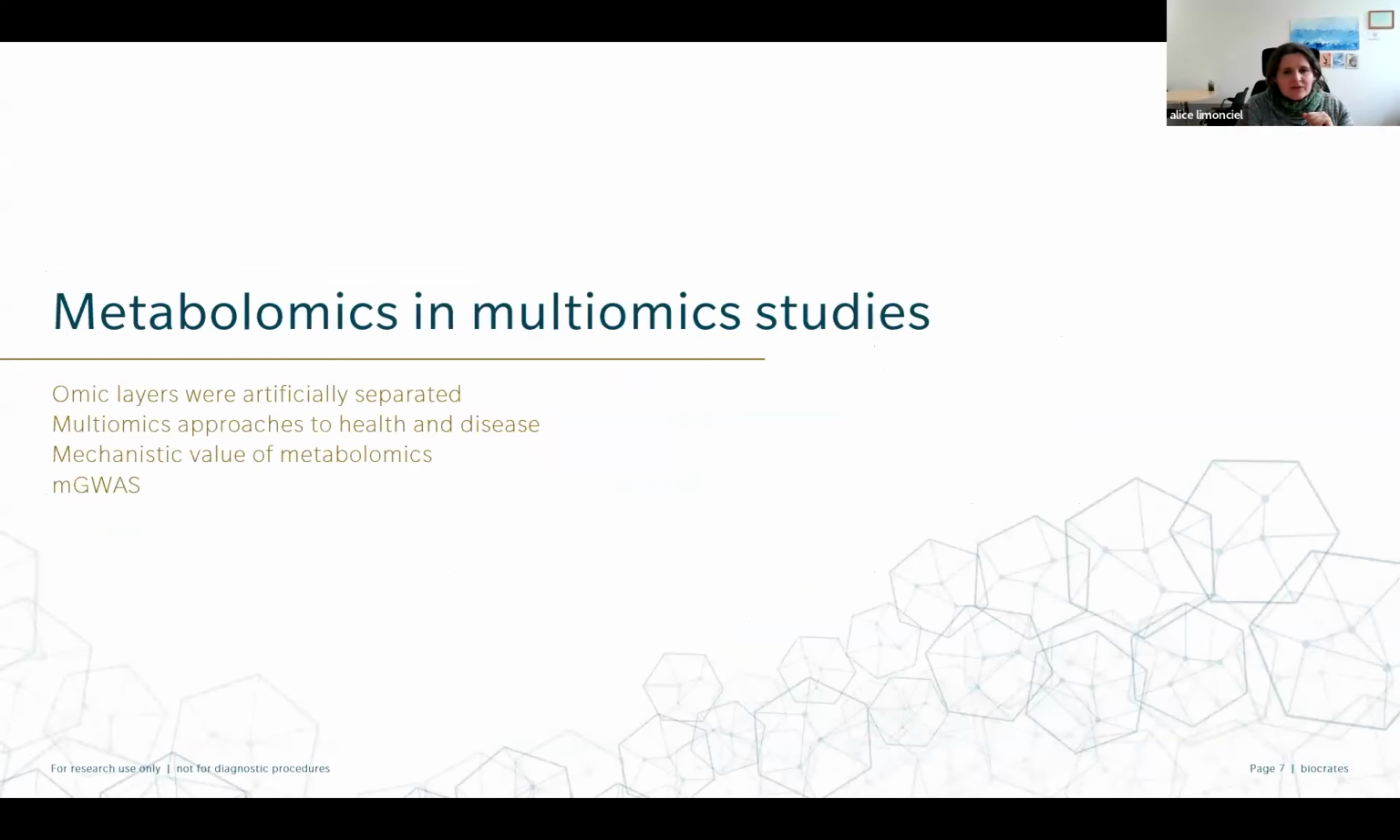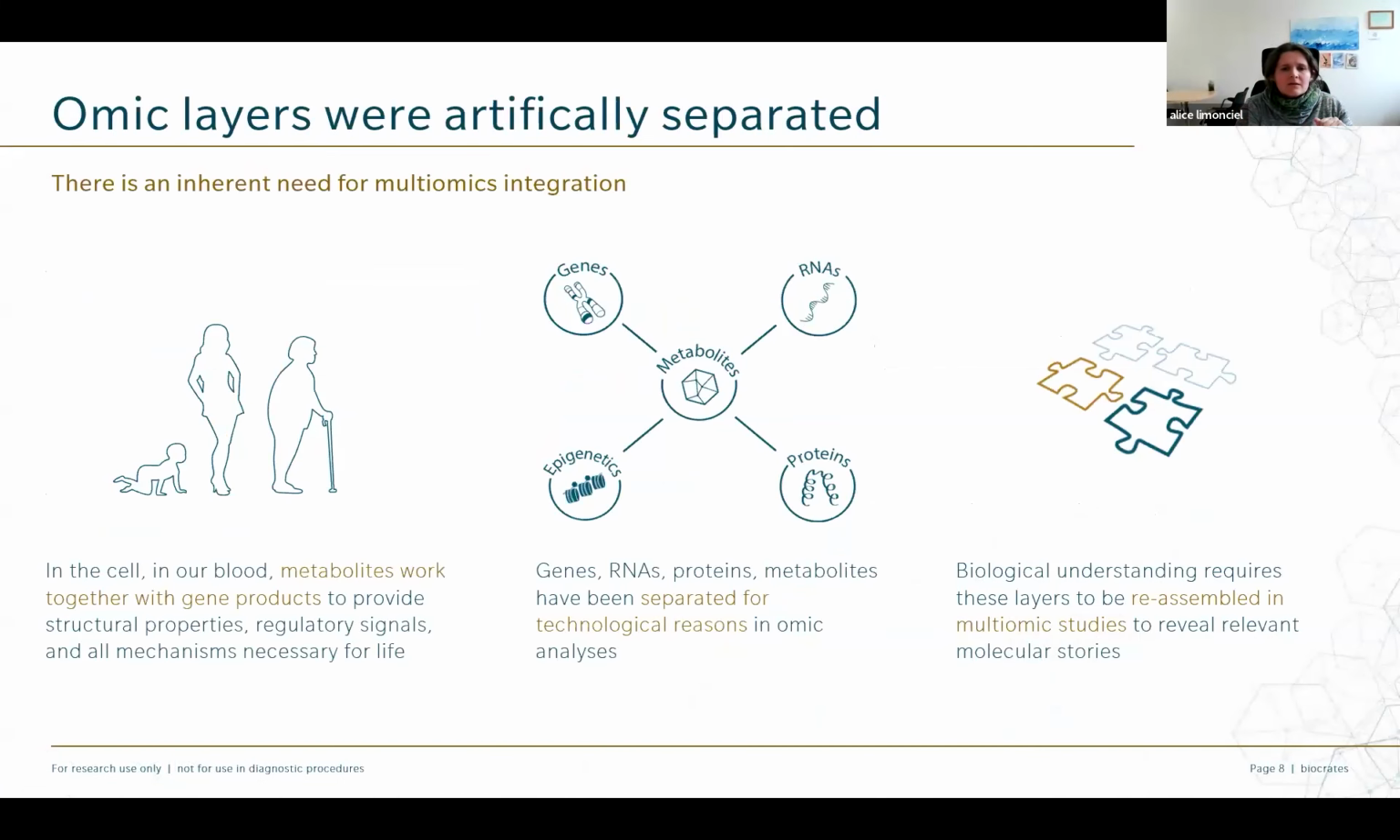So let's dig deeper into what metabolomics brings to multiomics studies. First, a bit of background. I don't know if this is obvious to everyone, but I think it's worth mentioning that omics layers were artificially separated by us scientists.